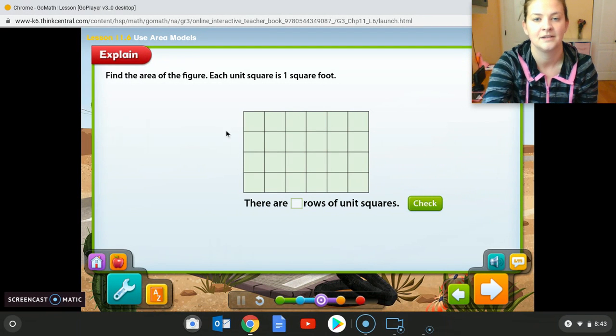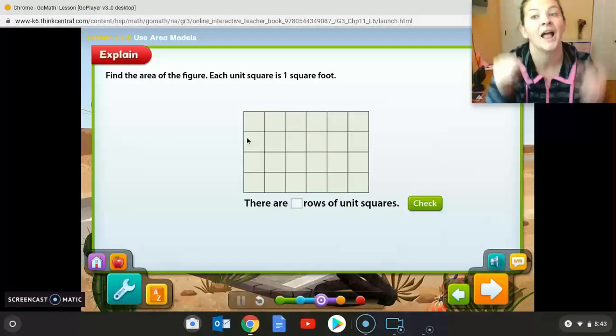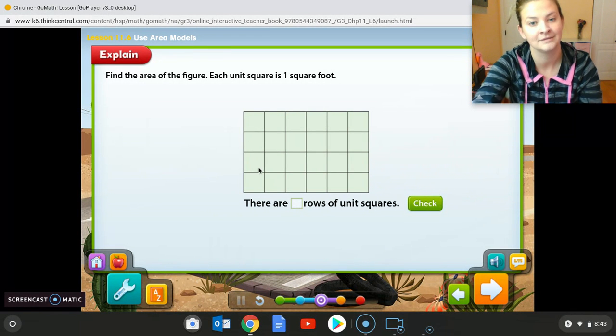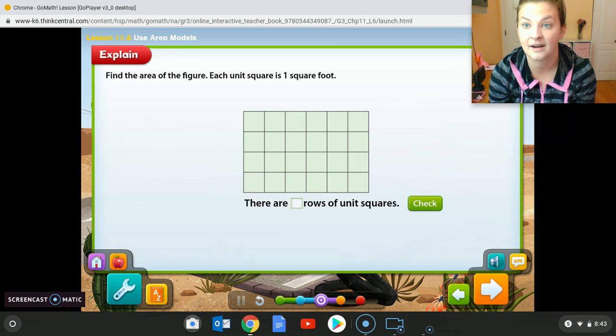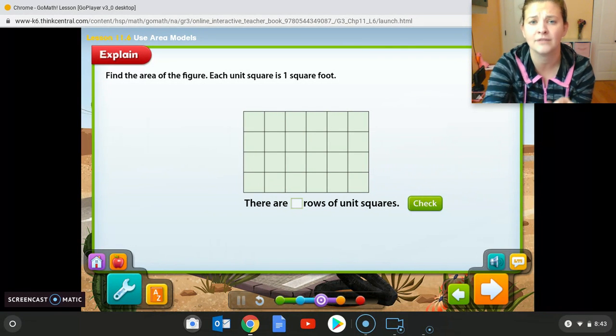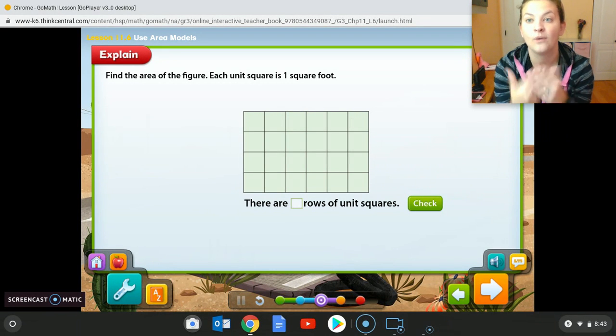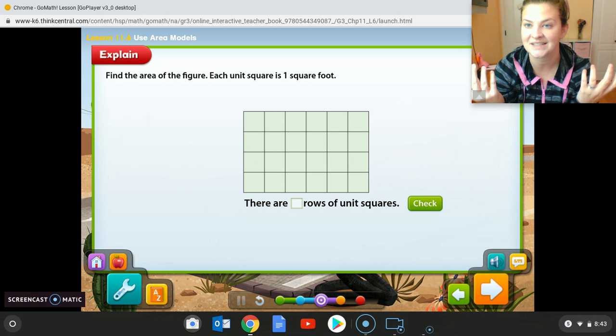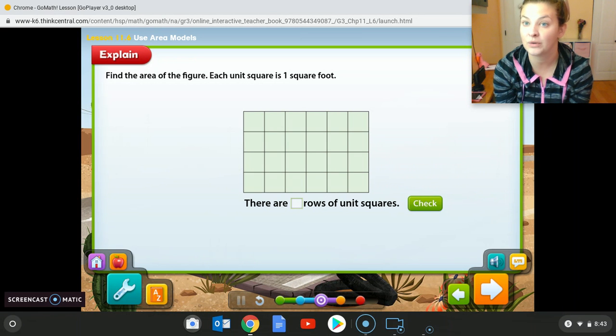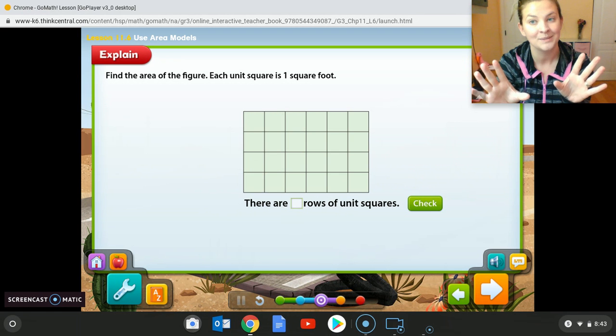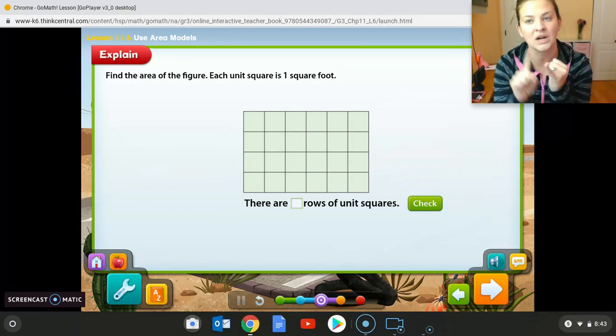1, 2, 3, 4. How many columns are there? How many up and down vertical columns do we have? Let's count. 1, 2, 3, 4, 5, 6. So this is 4 rows of 6. What multiplication sentence is that? 4 times 6. Well, if you don't know 4 times 6, I know that if I multiply by 4s, I can double the doubles. What's the double of 6? 12. What's double of 12? 24.